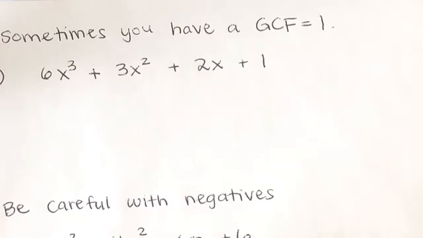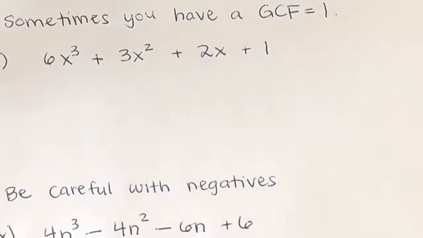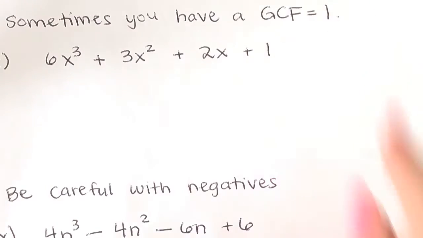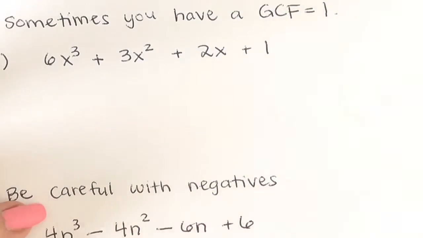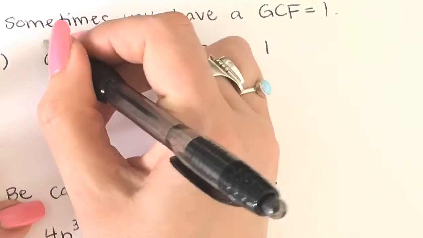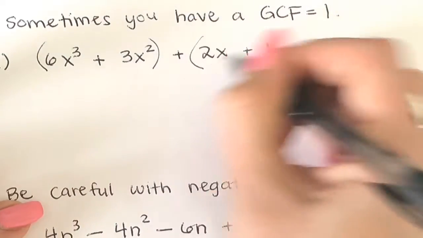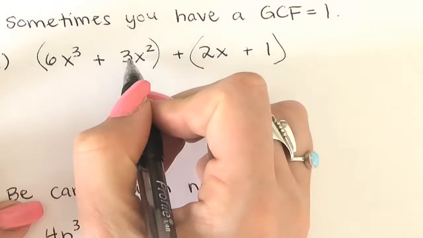Sometimes you might have a greatest common factor that's equal to 1. So I want to look at a case where this happens. So again, we have 4 terms. I'm going to just start by grouping it into 2 groups of 2. And then take the common factor out.